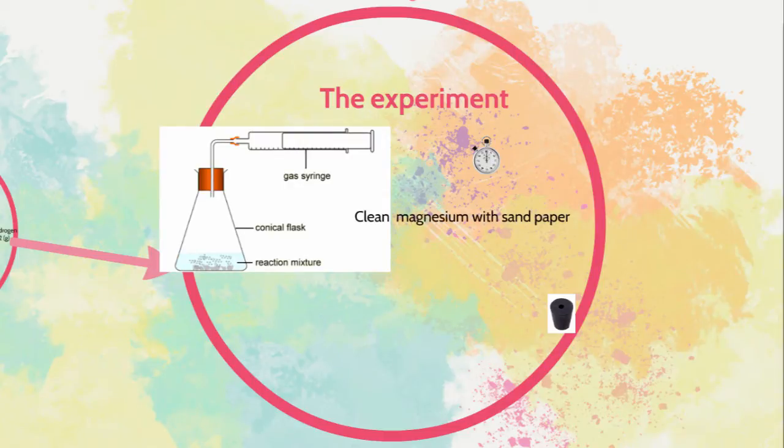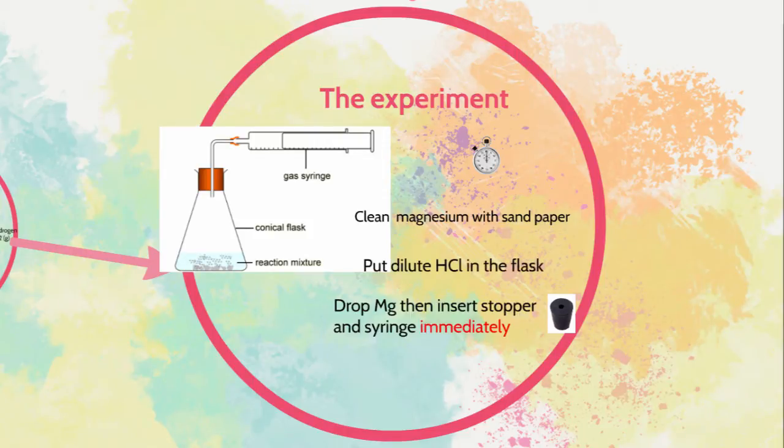Firstly, we need to clean the magnesium with sandpaper, because often magnesium has been coated with magnesium oxide, which makes it harder for the magnesium to react. So we need to clean the magnesium oxide off with sandpaper. And then we're going to add the magnesium, and immediately insert the stopper, which is this one over here, and the syringe, because we don't want any gas to escape.